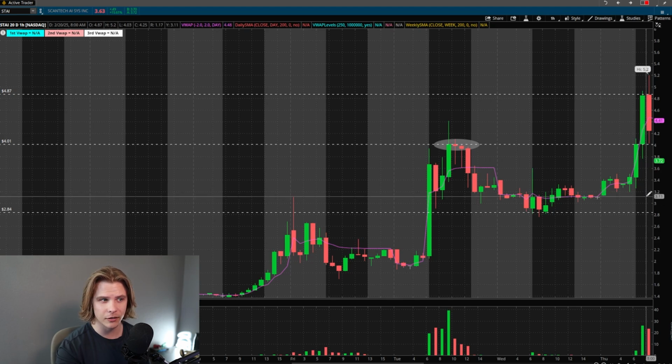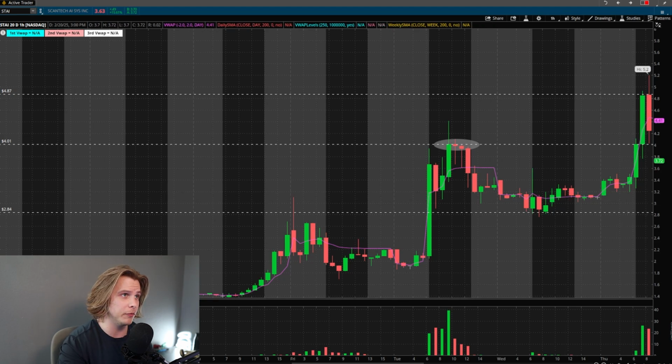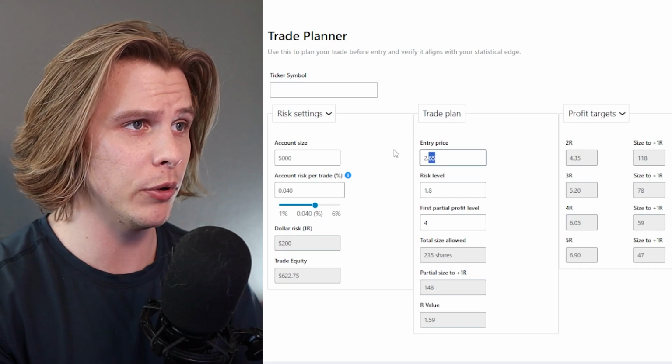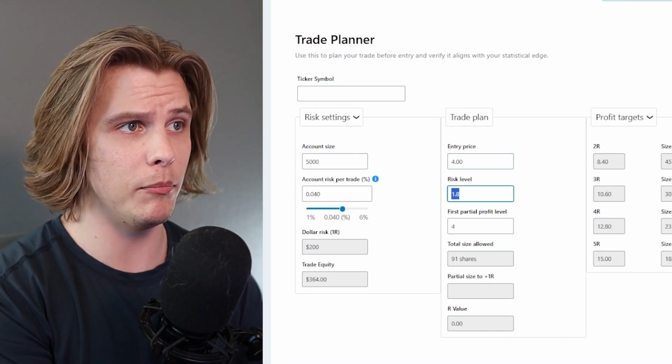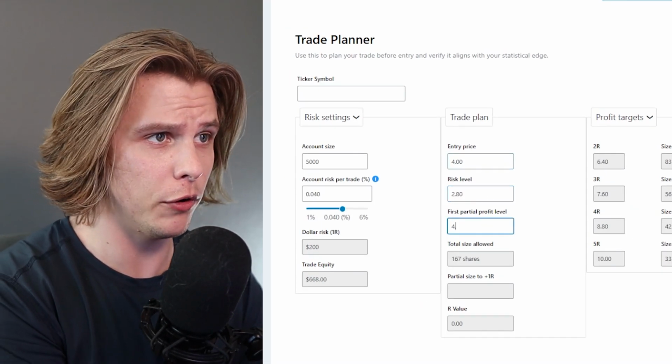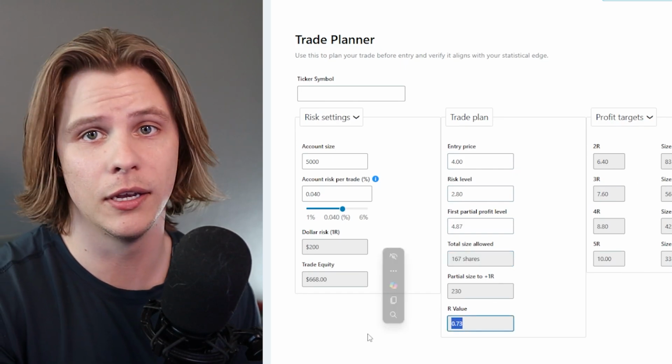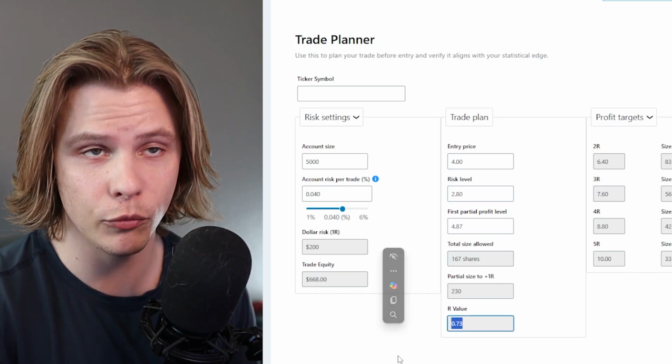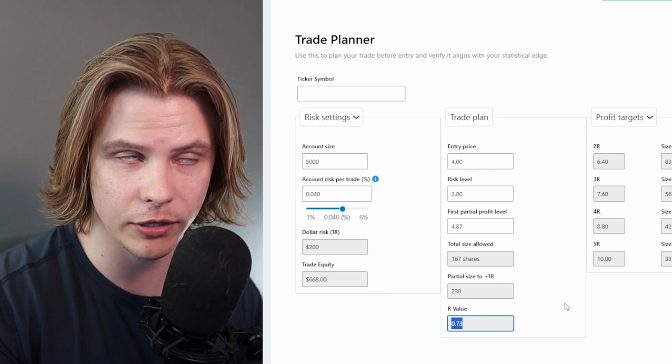So right away, I mean, sure, it is previous resistance as new support, but just off of the risk it doesn't really make sense. And we can confirm this with the trade planner, right? If we go in here and we say, okay, we want to go long off of $4, our max loss is 280s and our first target is 40s. So yeah, that is not a profitable risk reward ratio. We do not want to take that trade.